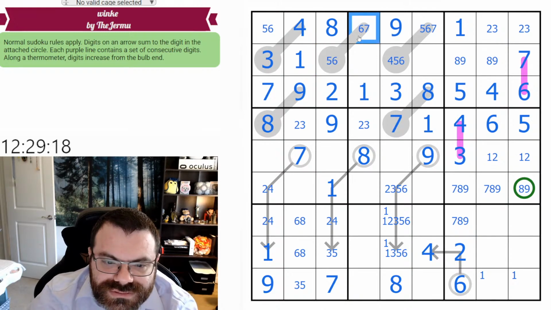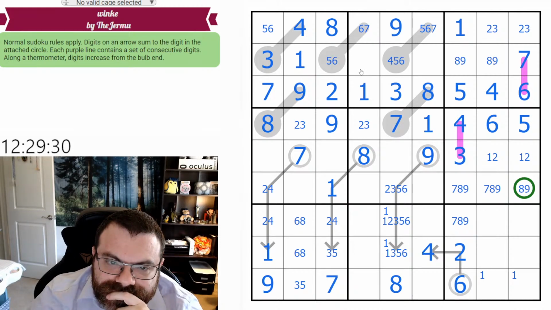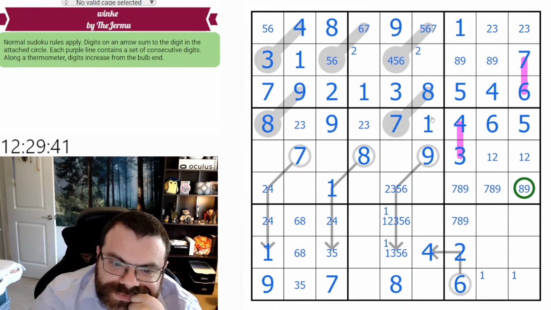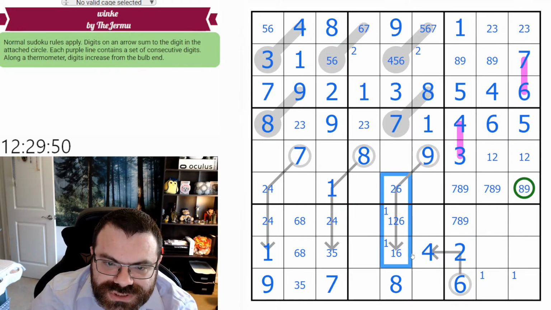So this is 6 or 7. Nine in the box is... Oh, we have a 9. What do we need? We need a 2 in the box. One of these. Oh, this 3 sees down now, so this can't be 3, 5. So it's a 1, 2, 6. That should help. That sees up. This can't be 6, 7. The other 4, 5 goes here.